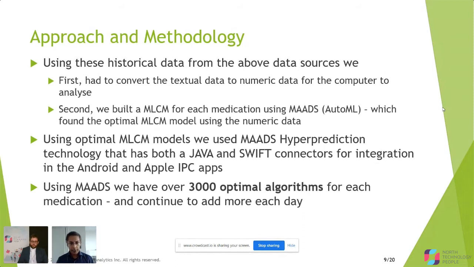And then with MADS, we were able to build individual machine learning models for each of the medications that we've analyzed, which accounted for about 3,000 optimal algorithms that we found. So it's just a way to accelerate the data science work that we do, and our technology is one way to do that.